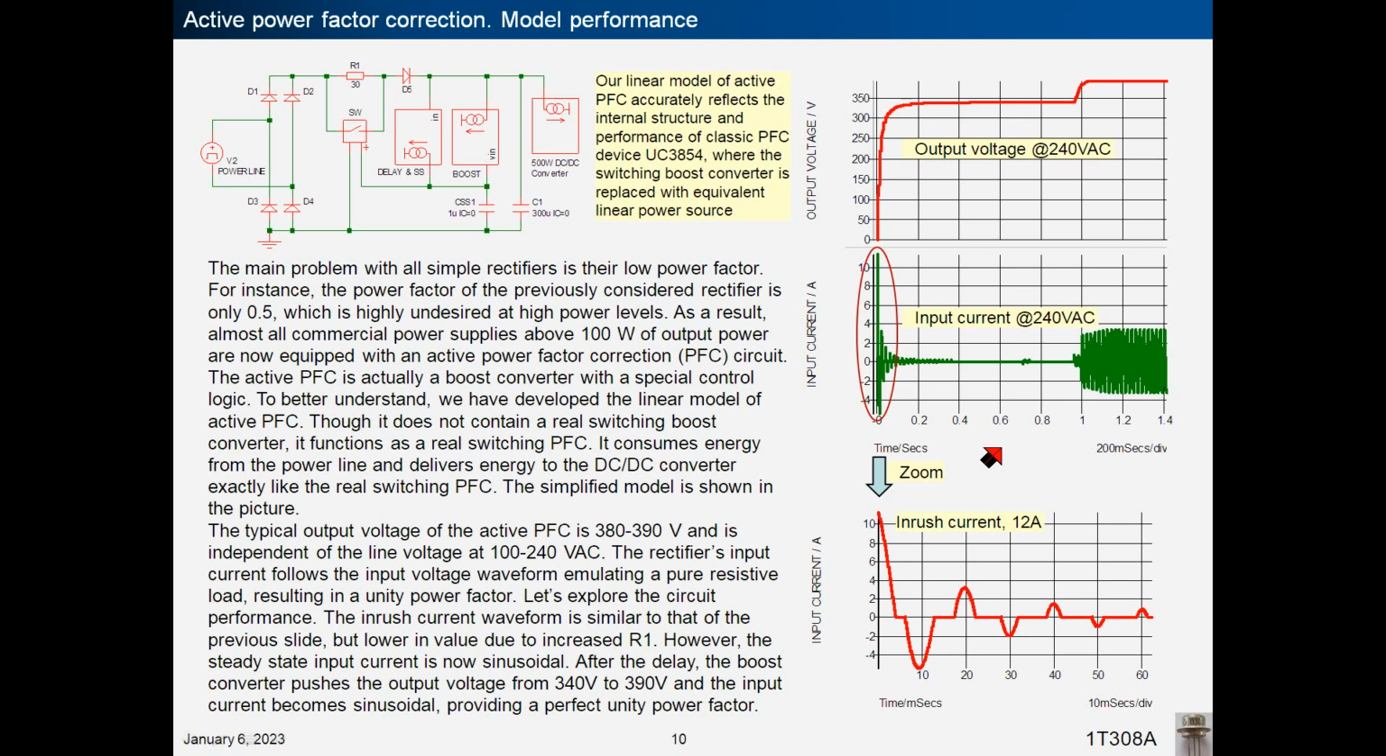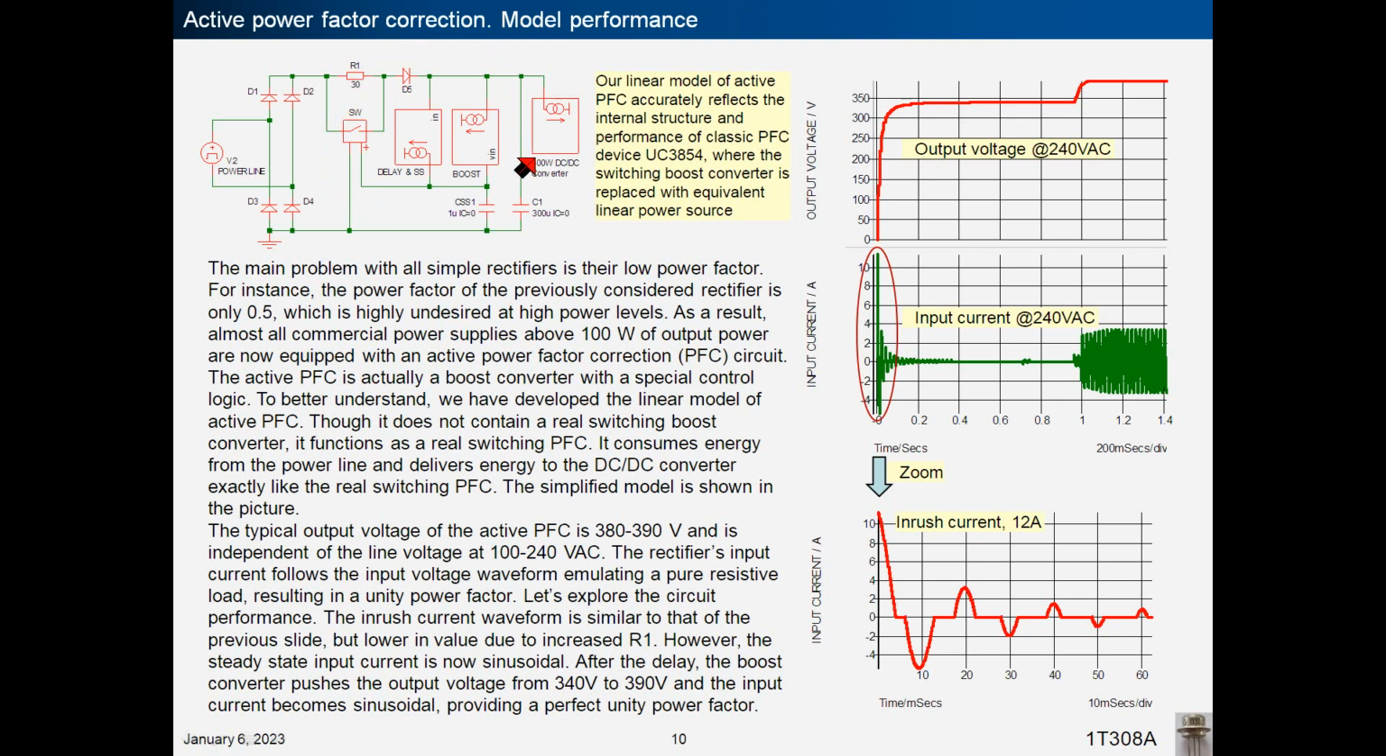The active PFC is actually a boost converter with a special control logic. To better understand, we have developed the linear model of active PFC. Though it does not contain a real switching boost converter, it functions as a real switching PFC. It consumes energy from the power line and delivers energy to the DC-DC converter exactly like the real switching PFC. The simplified model is shown in the picture.